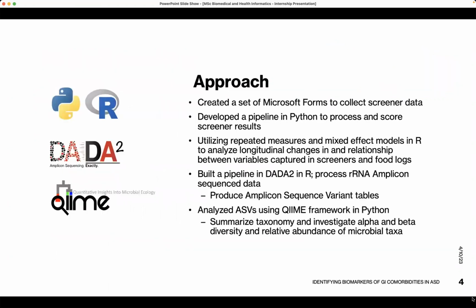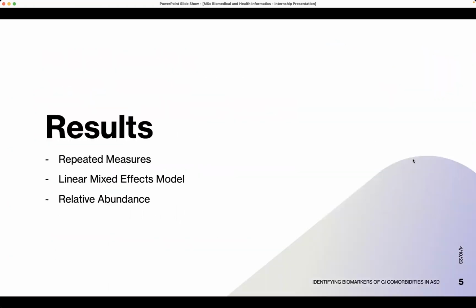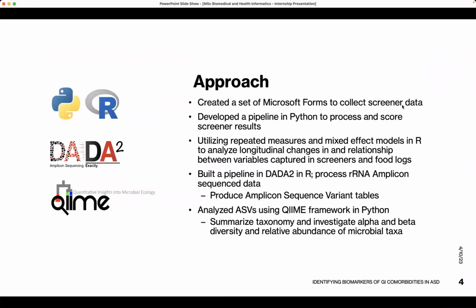The approach I took, first of all, was to create a set of Microsoft Forms to collect the screener data, and then develop a pipeline in Python to process and score the results of each of those screeners, and utilizing repeated measures and mixed effect models in R, analyze the longitudinal changes in the relationship between the variables captured in those screeners and the food logs.